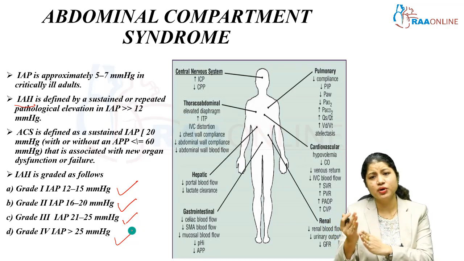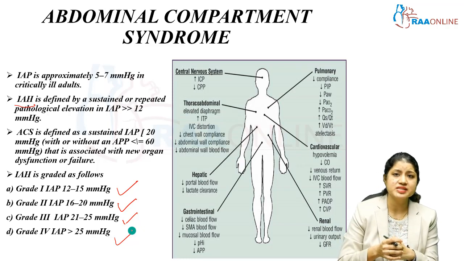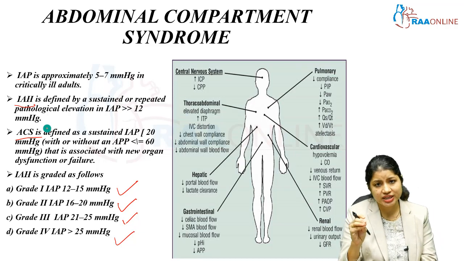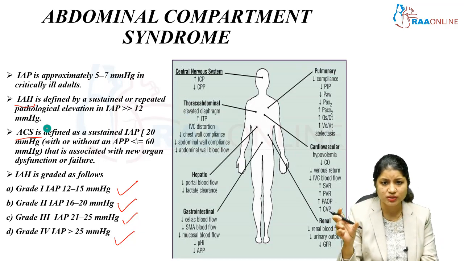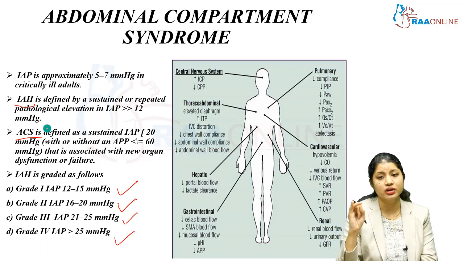When the grades keep on increasing, we get another term called abdominal compartment syndrome, that is ACS. Here ACS is defined as a sustained increase in IAP, intra-abdominal pressure, beyond 20 mm of Hg, and it is associated with a new organ dysfunction or failure.